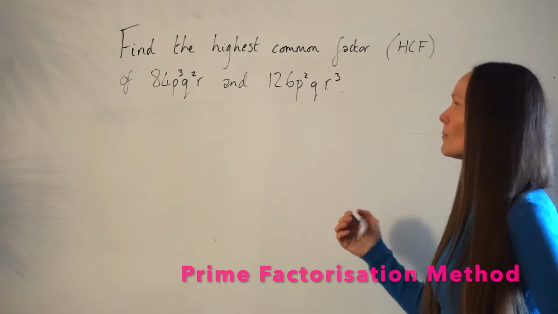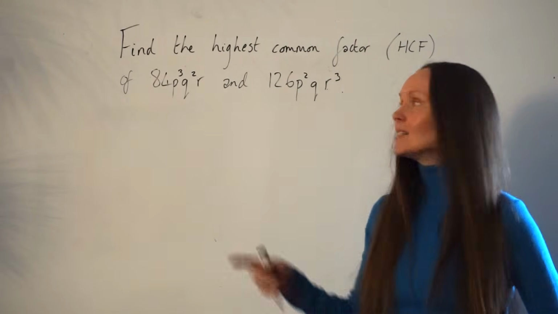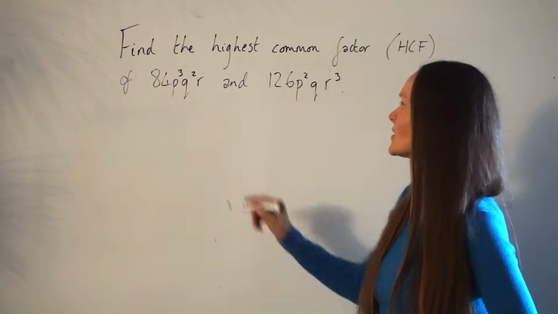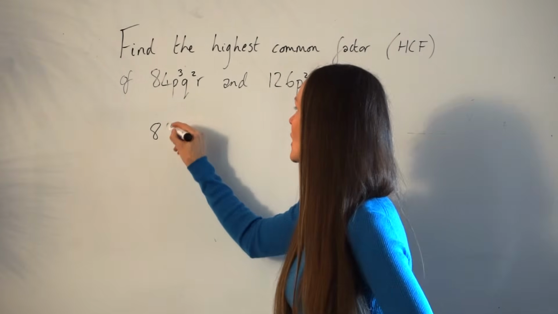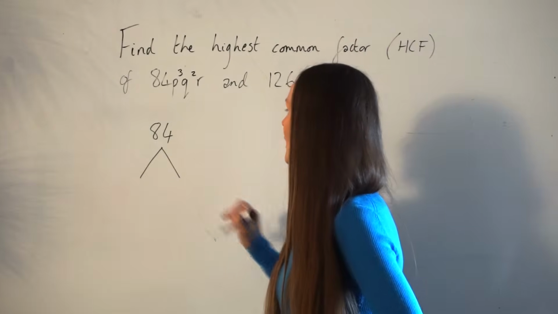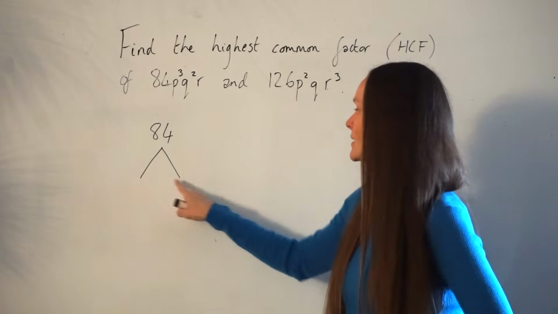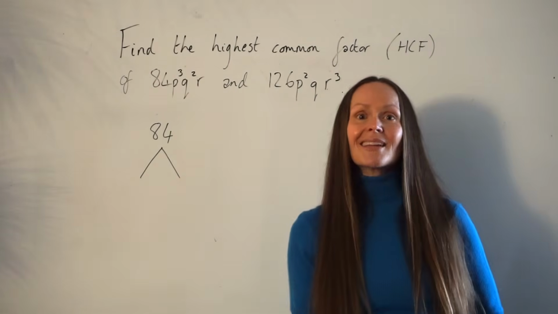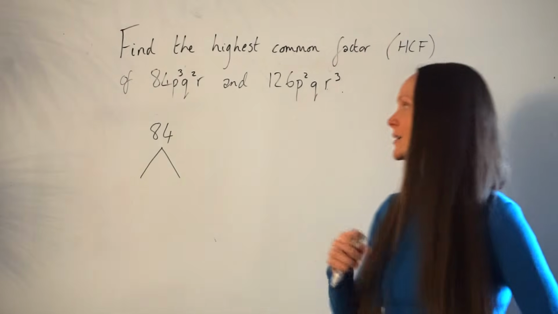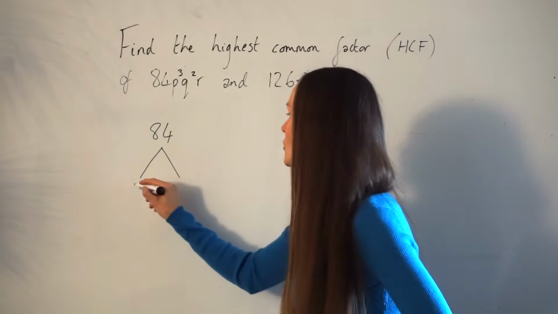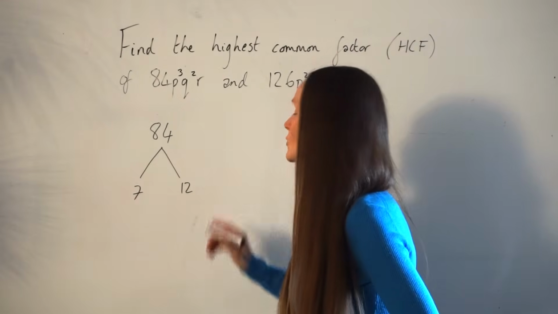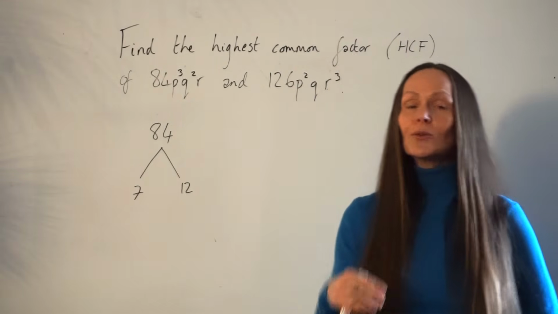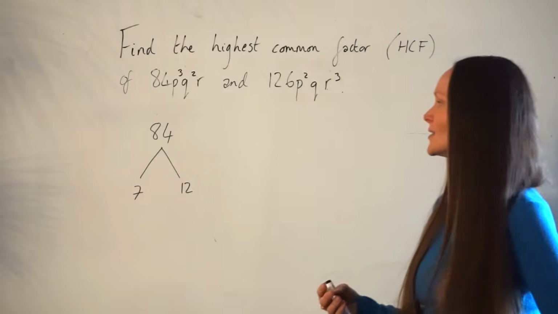I'm going to start by drawing out the factor trees for those two numbers. Let's take the number 84 to start with. Here's the factor tree. Here I need to write down two numbers that multiply together to give 84 that aren't 1 and 84, for example 7 and 12. If you choose a different pair of factors, that's okay. You'll get exactly the same answer at the end.